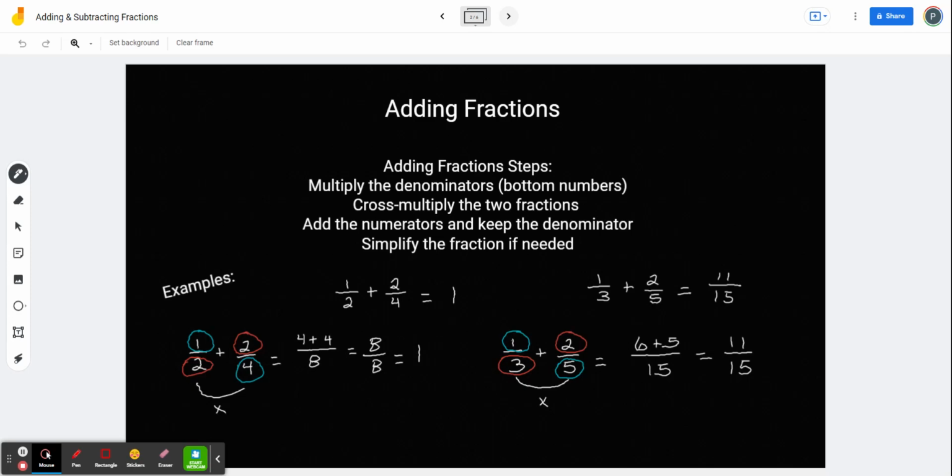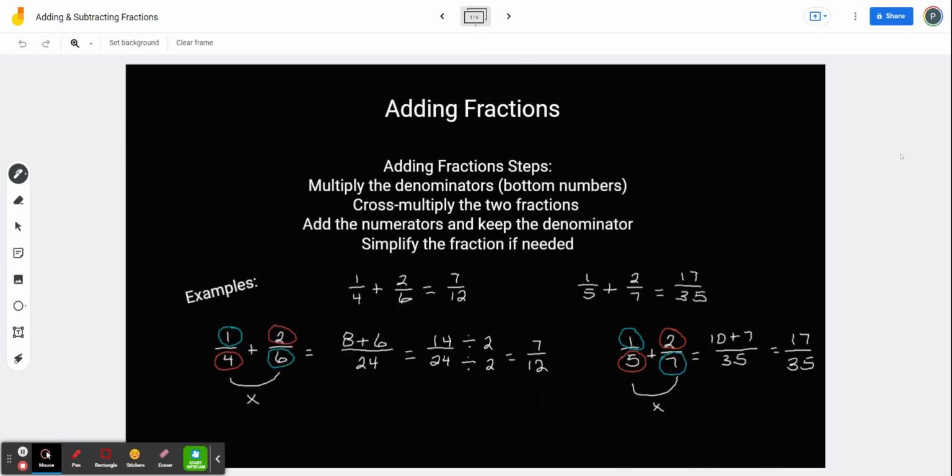The next problem, 1/3 plus 2/5 equals 11/15. First step is to multiply the denominators. 3 times 5 equals 15. The next step, cross-multiply the two fractions. 3 times 2 equals 6. 1 times 5 equals 5. Now we can add the numerators. 6 plus 5 equals 11. Bring the denominator over, 15. 11 over 15.